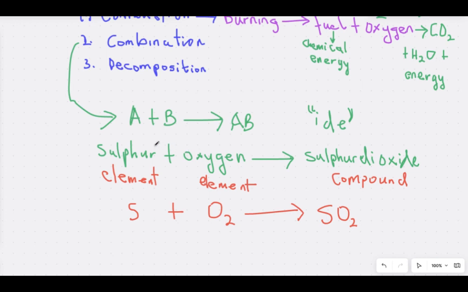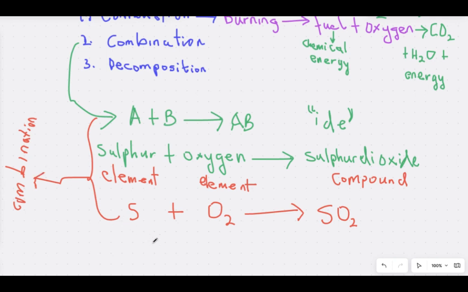This type of reaction is called what? Combination reaction. This type of reaction is called combination reaction.